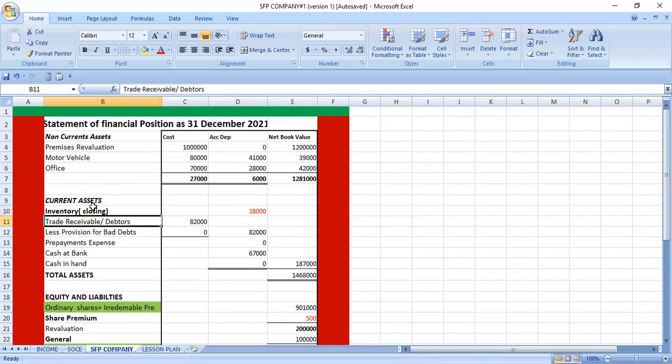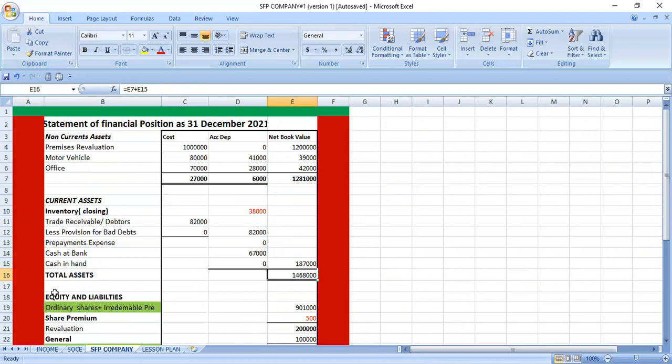I think I've covered this one on our previous video. You can actually see this. Then on our assets, you start with our inventory, our receivables, the provision for credit loss, the prepayment, the cash at bank, cash in hand. Then you get your total assets. Total assets is very simple. You add this figure plus the total assets, then you get this one.